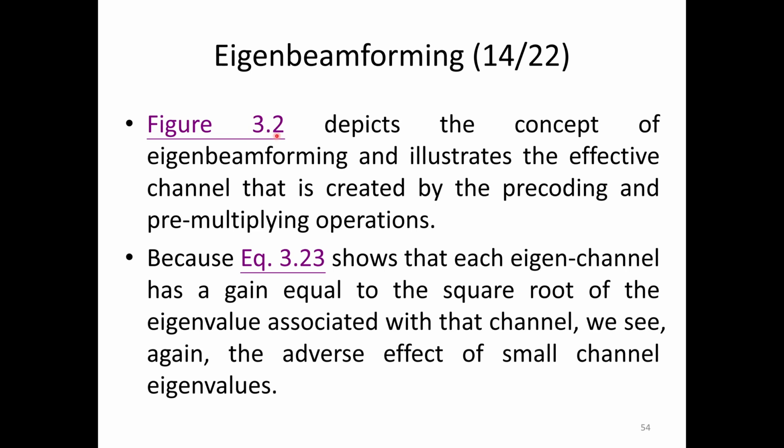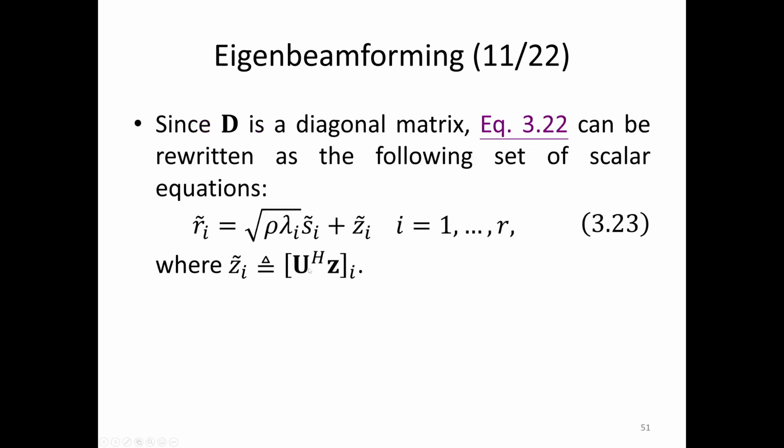Okay, figure 3.2 depicts the concept of eigenbeamforming and illustrates the effective channel that is created by the precoding and premultiplying operations. Because of equation 3.23, okay, let us go to equation 3.23. It is the equation R tilde I is equal to the square root of rho times lambda I times S tilde I plus Z tilde I, where I is equal to 1 to R.